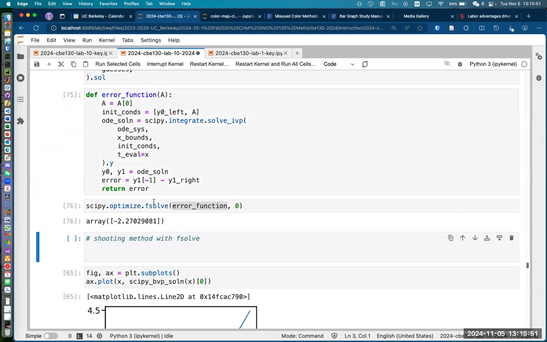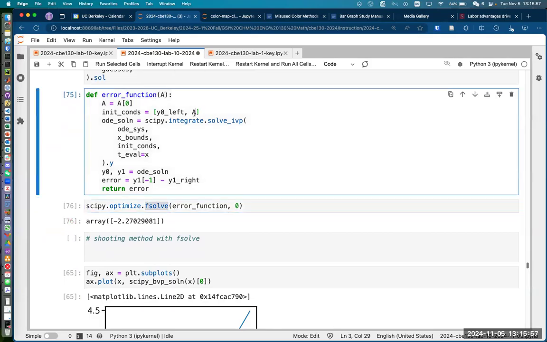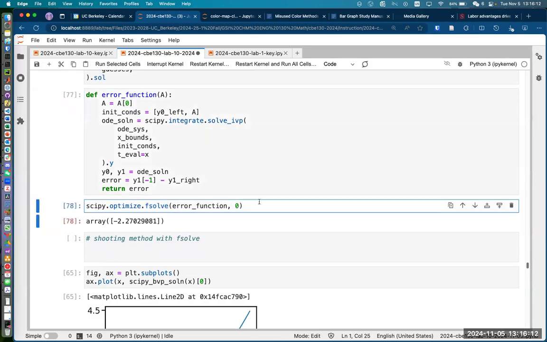The fsolve function automatically feeds in a list instead of an integer, but we're assuming that A is an integer. You can't have an integer and then a list. So what we're doing is extracting the first element, which is what we need. And then here fsolve gives out a list, so we can index again 0 to get the first element. So this is minus 2.27. And this is the optimum A.